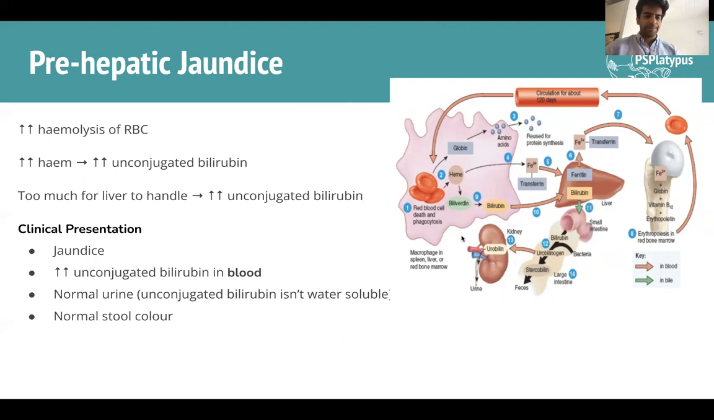How's this going to present clinically? You're obviously going to have jaundice. You have an increase in unconjugated bilirubin in the blood because it's prehepatic. Now, remember how I said unconjugated bilirubin is not water soluble. So you've got all this unconjugated bilirubin in the blood, and it's going to go through the kidneys, but it's not water soluble, so it's not going to be excreted in the urine. So your urine will look normal.